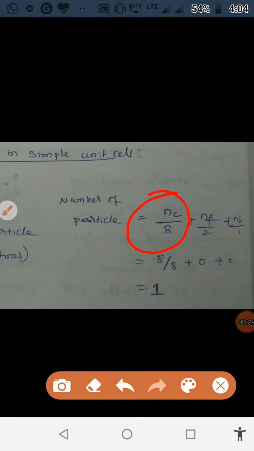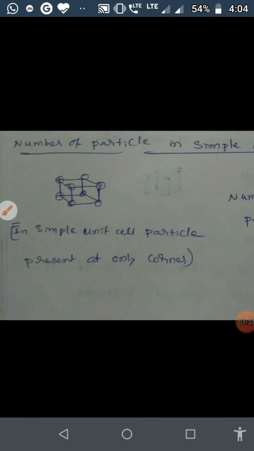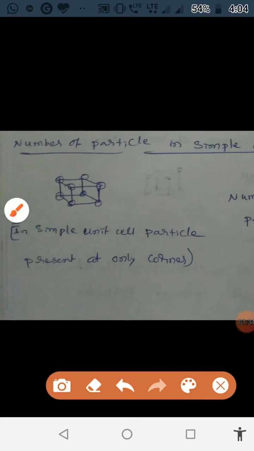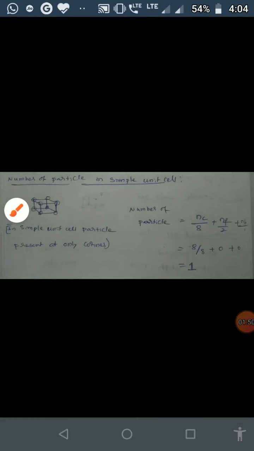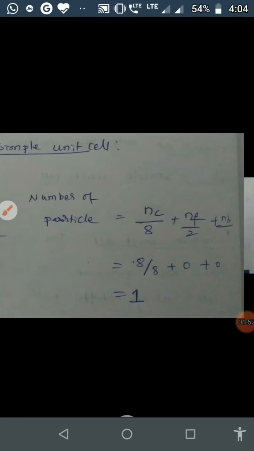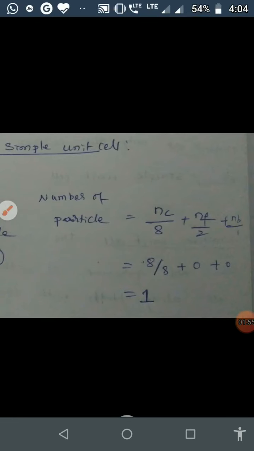If a particle is present at the center of one face of the unit cell, it will be shared between two different unit cells. Therefore it is Nf divided by 2. Next, if the particle is present at the center of the unit cell, the complete particle is contributed to that particular unit cell. Therefore it is Nb divided by 1.